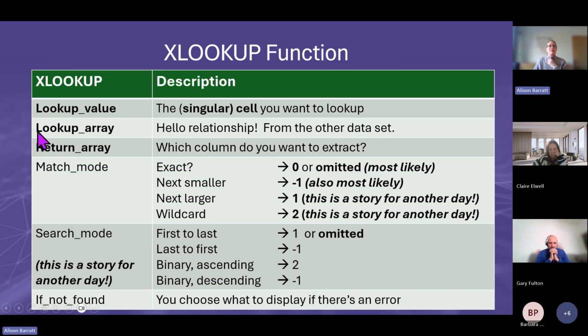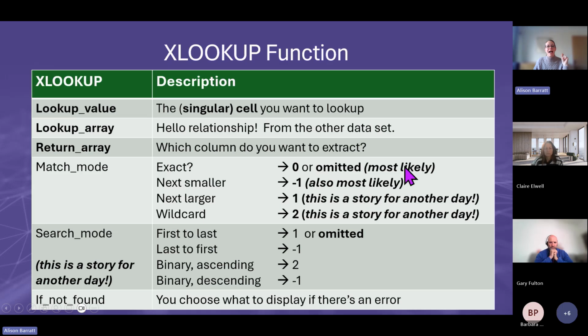But instead of table array, we've got lookup array. Okay, and again, that's from our dictionary, so that's from the secondary data set. With regards to return array, that's still which column we want to extract, which column we want to pull through. But these two work slightly differently. Your match mode has got a lot more going on.